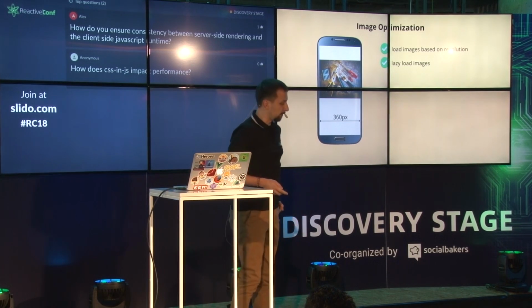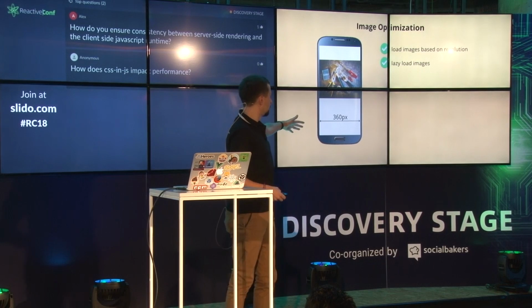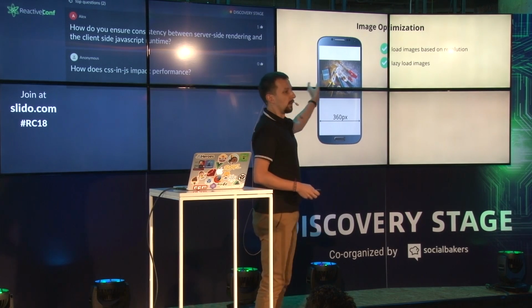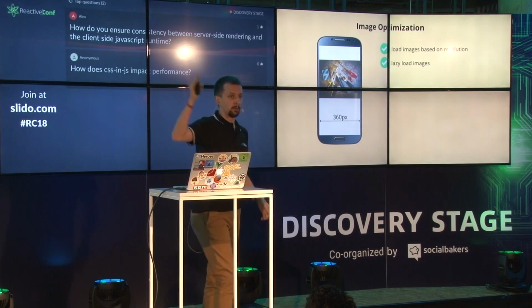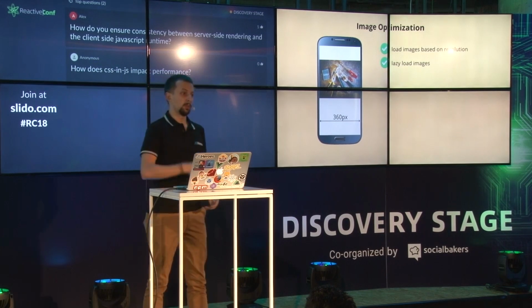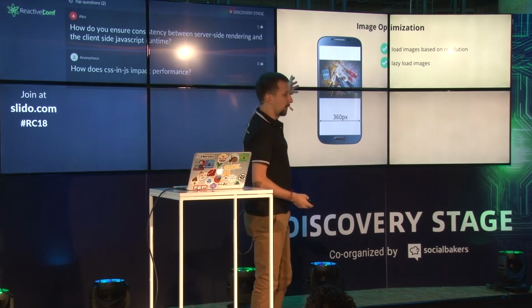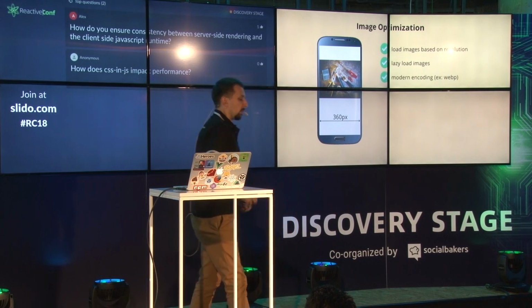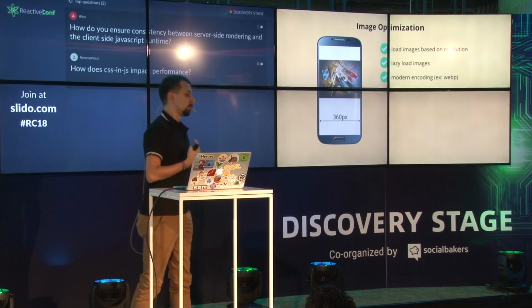Further, you can, of course, lazy load images because you might not need them. You might not need images which are, I don't know, behind carousels, or like the 12th image in a carousel might not need to be downloaded, even if it is in the viewport. And my favorite one, you can use modern encoding.